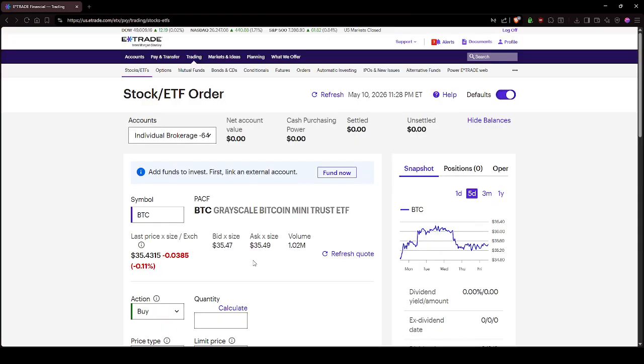After your order is executed, your Bitcoin will be in your Etrade account. You can view your holdings and monitor the price of Bitcoin directly on the platform. Remember to keep an eye on market trends and consider your investment strategy carefully.